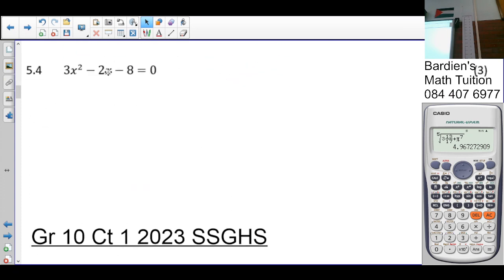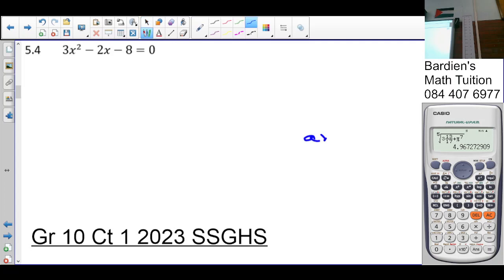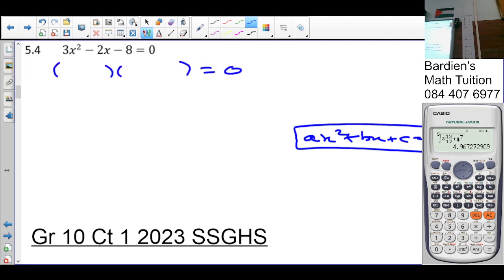Number 4 is a trinomial equal to 0. So it's already in the form ax squared plus bx plus c, so already in standard form. Can you see that, people? If it's not in standard form, I must first get it in standard form. Okay, so that's a trinomial. It can factorize. The product line goes 1 and 3, 1 and 8, 2 and 4. Do we add or subtract? Subtract. So that's going to give us 6 minus 4 is 2.